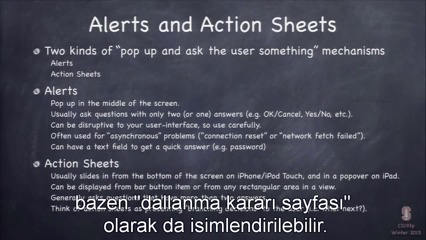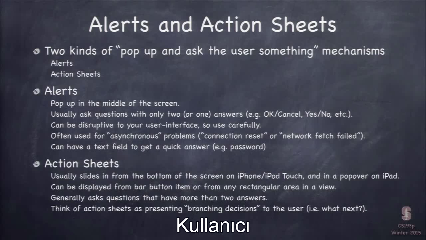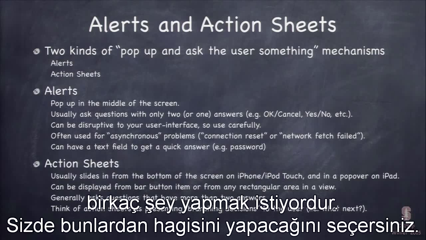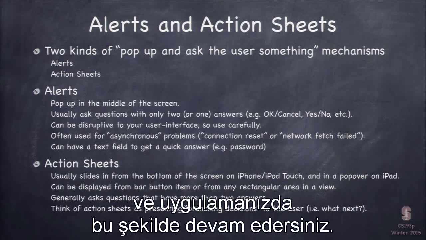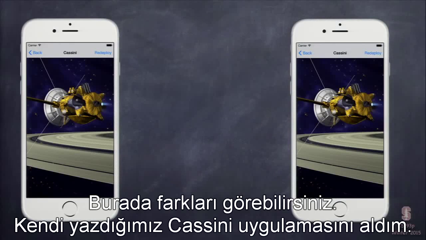An action sheet is sometimes referred to as a branching decision sheet. So you're basically making a branching decision where the user wants to do one of three or four things and you're picking which one you're going to do and you're going to head down that direction inside your app. Okay? So I think by example is the easiest way to see the difference here.